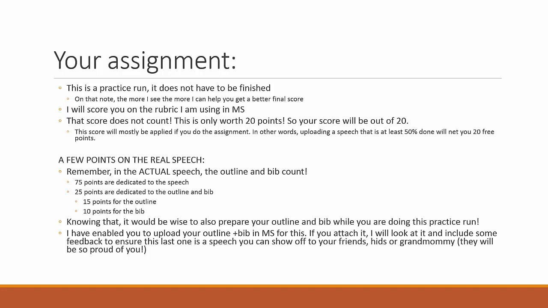This is a practice run. It does not have to be finished. I can't stress it enough. I'm not making you give two persuasive speeches. What I'm trying to do is ensure that everybody gets a really nice score on this by allowing you to submit it. I will point out anything that is wrong with it, and you'll be able to correct that before you actually do the real thing.